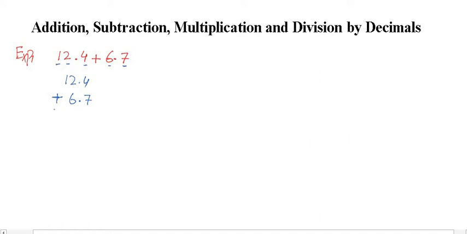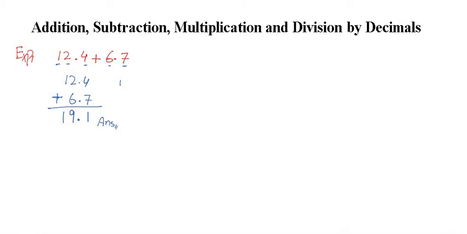Okay, now add them. 4 plus 7 gives you 11, so 1 carry. 2 plus 6 is 8, 8 plus 1 equals 9, and the decimal here, so 1 as it is. So the answer is 19.1. See, as simple as I said at the beginning. Take another example.